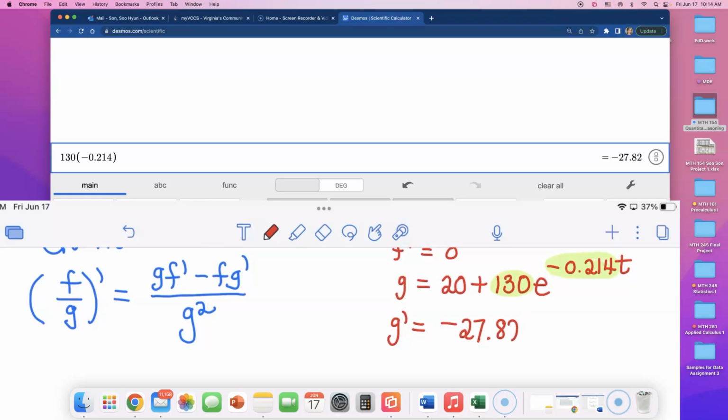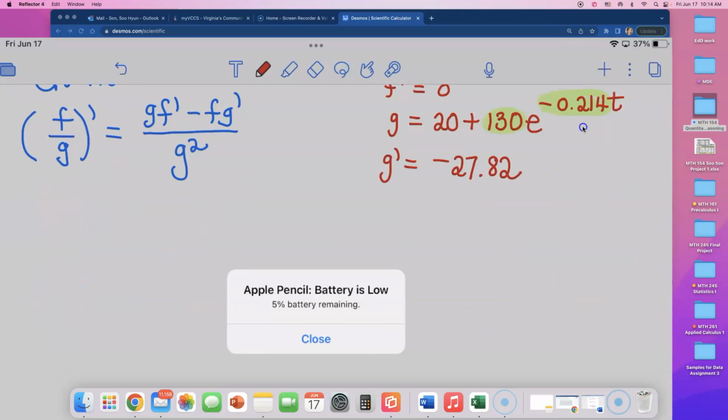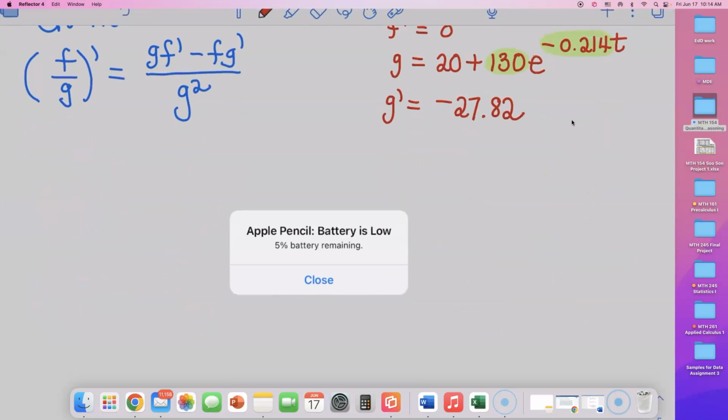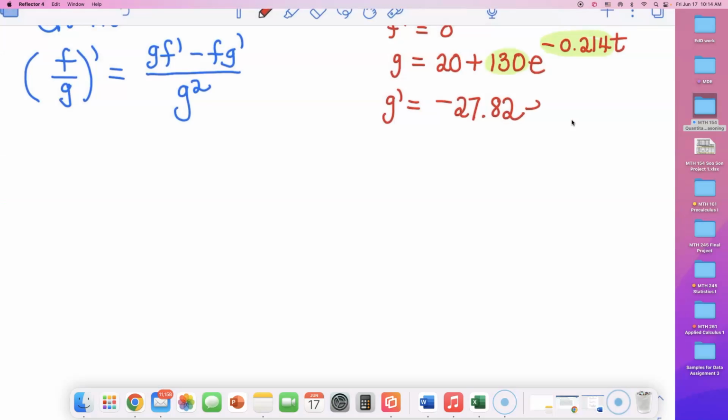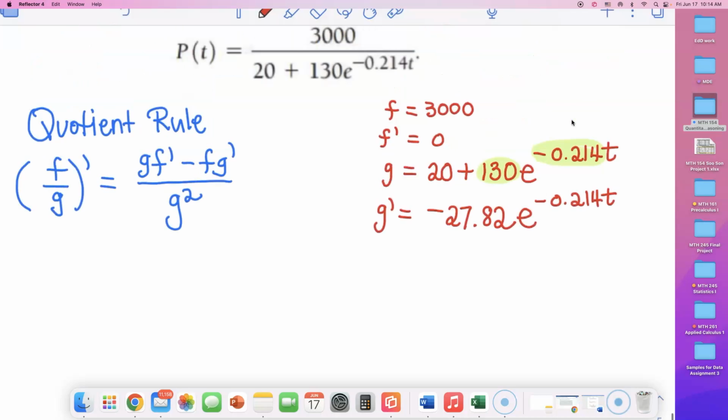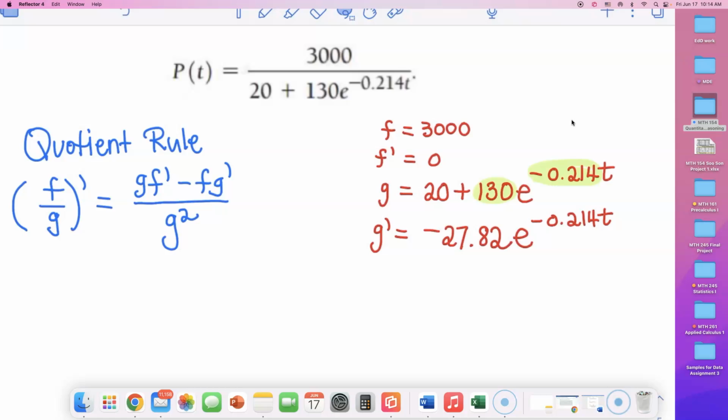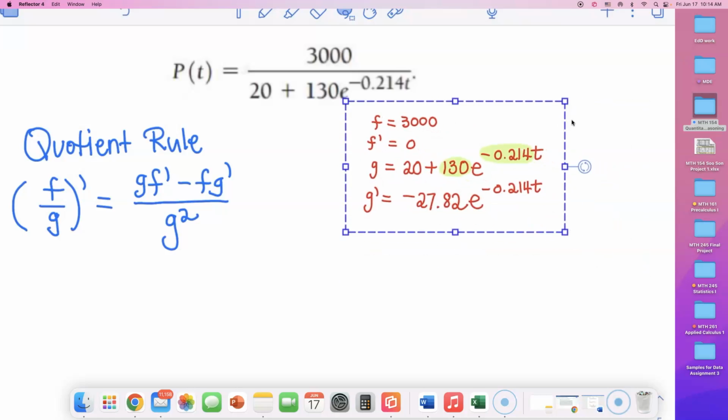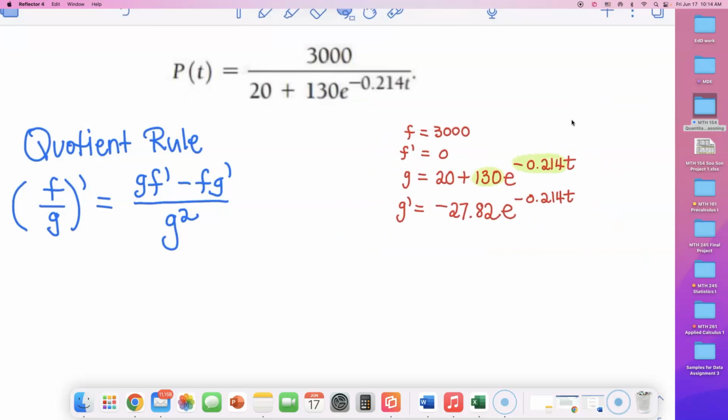came out to be negative 27.82. And then what you have to do is just copy down that exponential term above exactly the same. E raised to the negative 0.214t. So that exponential term doesn't change. Alrighty, so I got all my quotient rule pieces laid out. I'm going to go ahead and put these together, okay?